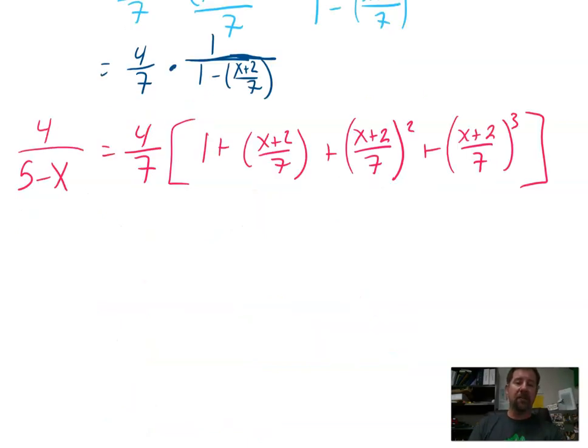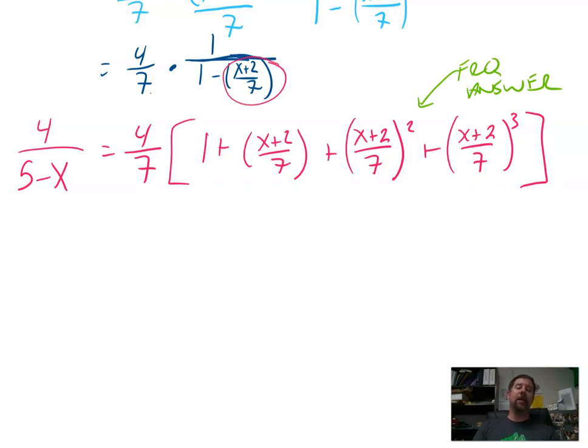So our 4 over 5 minus x would be equal to 4 over 7 times that Maclaurin series 1 plus x plus x squared plus x cubed. But instead of plugging in x, I'm going to plug in my x plus 2 over 7 instead. And so I'd get something that looks like this. This would be a great FRQ answer. I would not touch that from here if this were an FRQ.